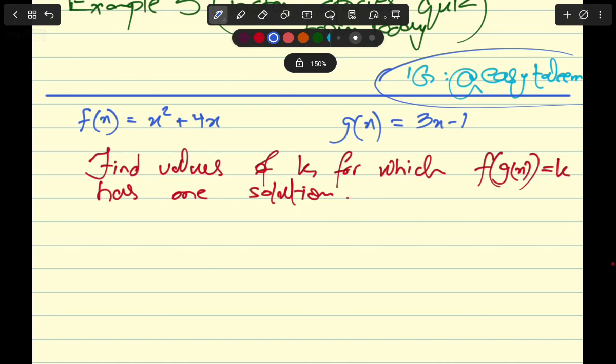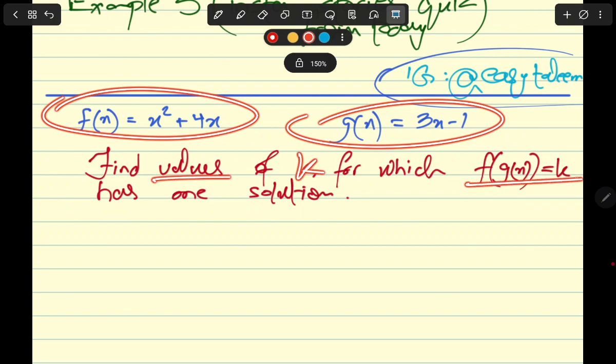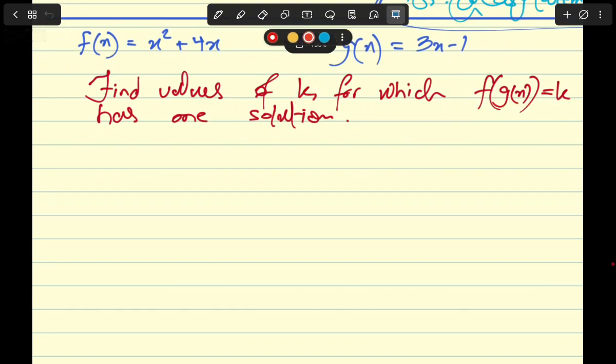So let's say f(x) is equal to x squared plus 4x, and g(x) is 3x minus 1. We have to find values of k for which this composite function f of g(x) equal to k only has one solution. So now the hint directly is that the discriminant of this function, once we equate f of g(x) to k, only provides a single solution, and the discriminant is equal to 0, right? So the value inside the square root in the quadratic formula is 0. We will cover this discriminant part in a lot more detail next week when we do quadratics on this very channel. Now let's proceed to do this.